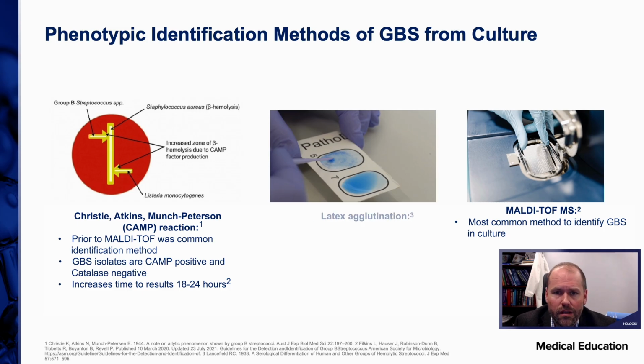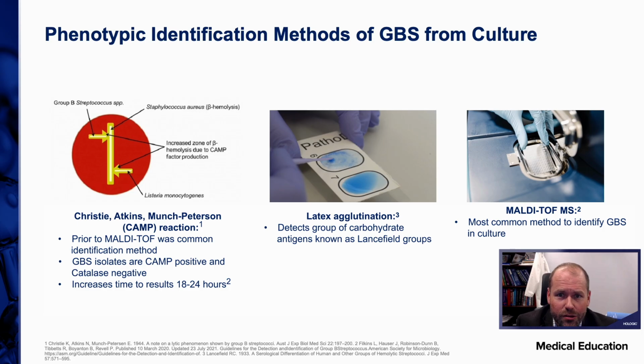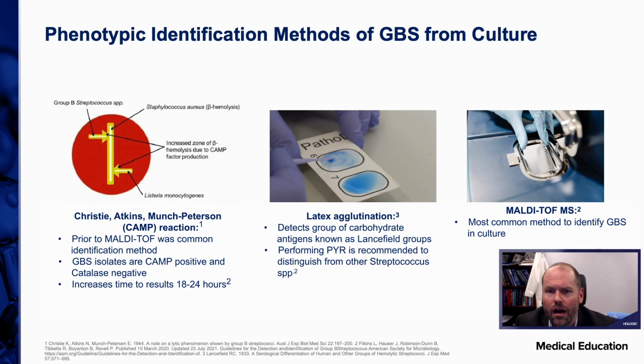Another test methodology that was commonly done is latex agglutination. So this detects, if you look at the Lancefield group, group B is in fact one of the Lancefield groups, and it detects the antigens that are on the surface of the organism. It's important to note also, if you get a positive with latex agglutination, so basically you did this test and it agglutinated, you need to be able to rule out other organisms that are also able to agglutinate. And so a PYR is frequently done and is negative for group B strep to rule out other Streptococcus species.